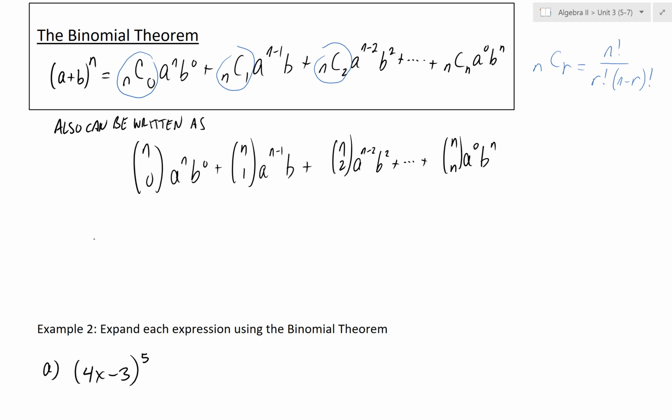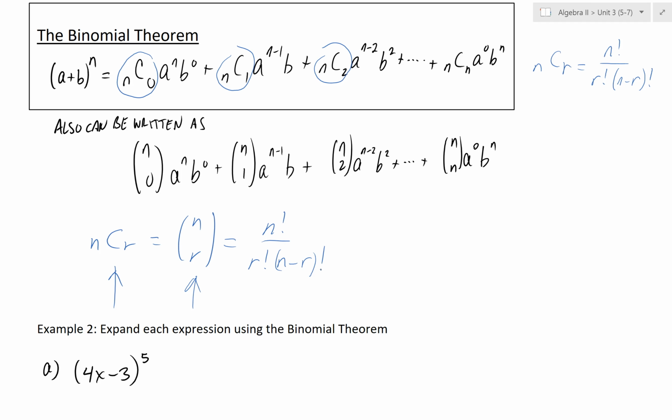Another way to write nCr is with the parentheses, n over r, like that. And so that's just a difference in notation. Some books and some teachers that you might have in the future may use this notation instead of this notation. So you just need to understand that those mean the same thing. Okay, both of these mean n factorial over r factorial times n minus r factorial.